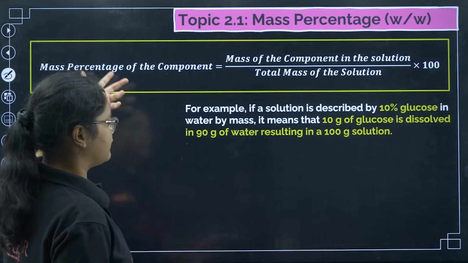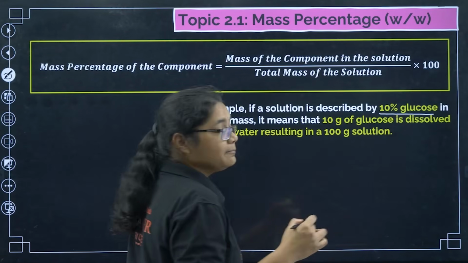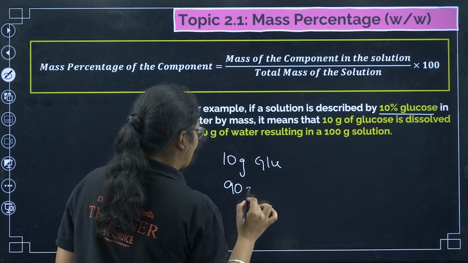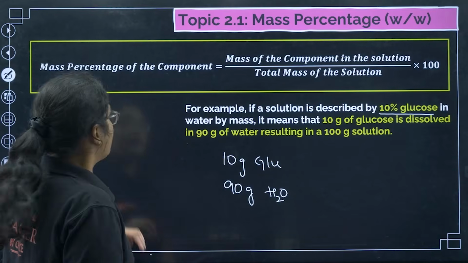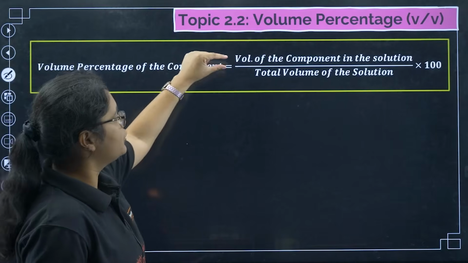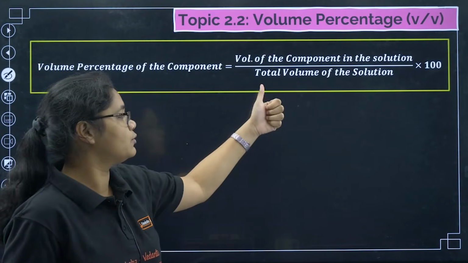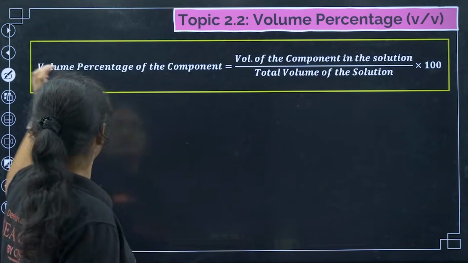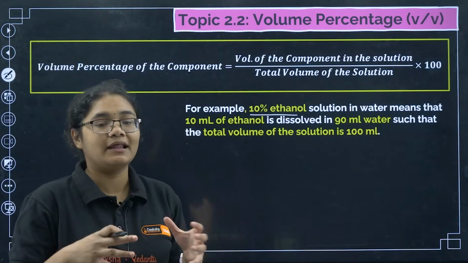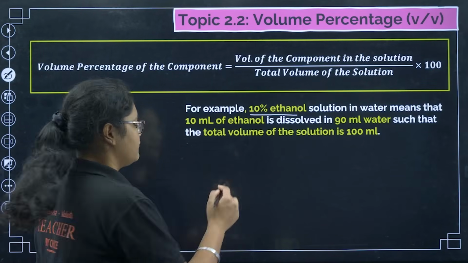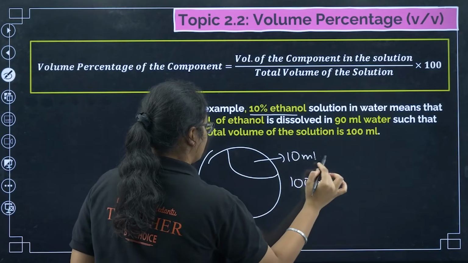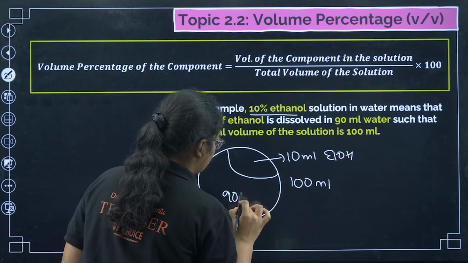Then I have volume percentage. Here is an example: if I give you 10 gram or 10% of glucose, that means 10 gram is glucose and 90 gram is water. Now coming to the next thing, that is volume percentage of the component. So it is the volume of the component in the solution divided by the total volume of the solution into 100. Here also I can give a similar example: if I have 10% ethanol, volume by volume, that means in 100 ml of solution, 10 ml is ethanol and 90 ml is water.